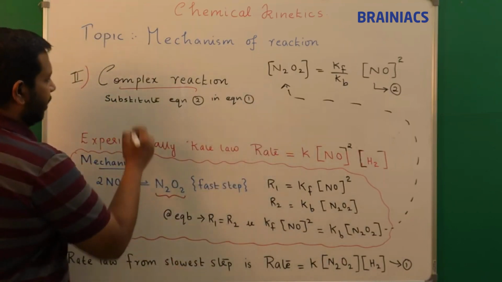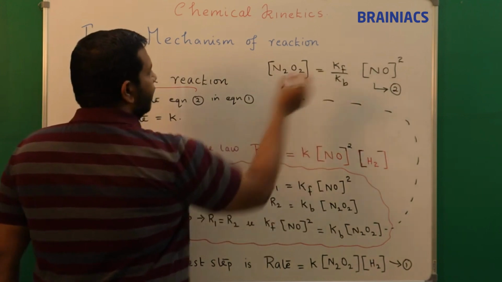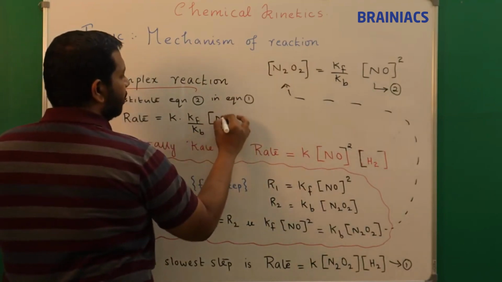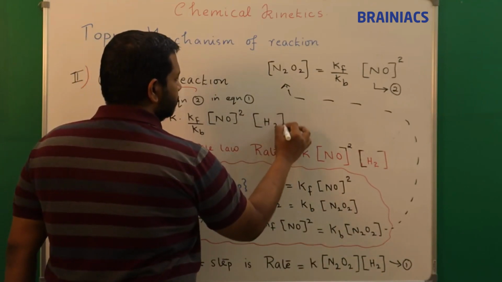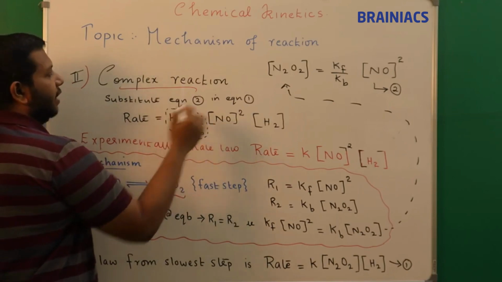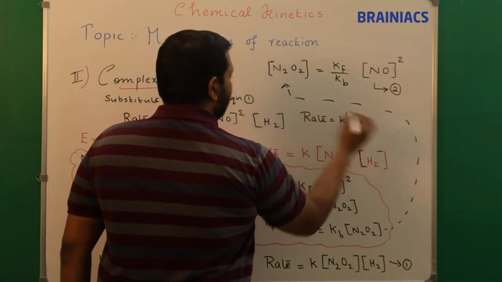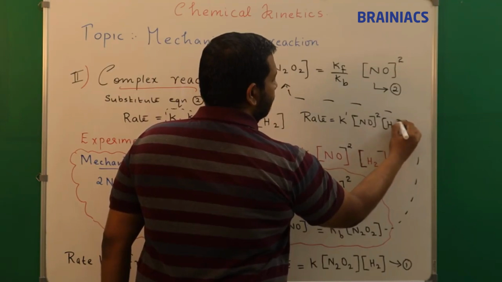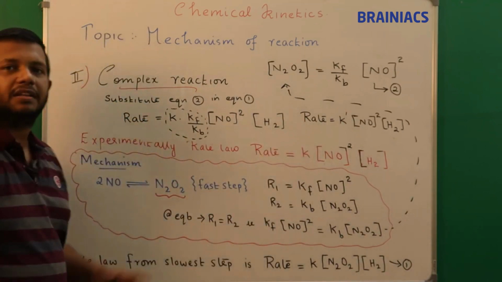So if you are substituting, what will happen? Rate is equal to K into N2O2, which will become Kf by Kb into NO square, then H2. Now again we can say all these values are constants. So this can be represented by a new constant, the same rate constant only, but we will use a new letter, K dash, NO square H2. Now if you see here, this rate equation and the experimentally observed rate equation are the same.